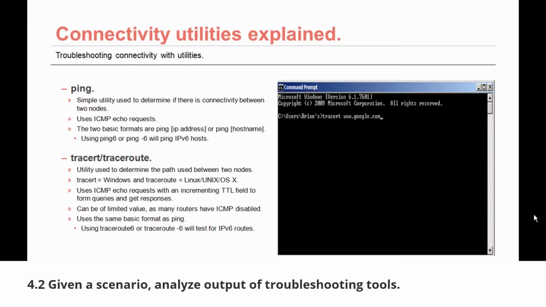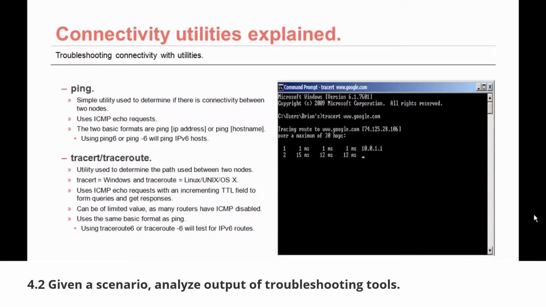Then there is tracert or traceroute. It is a utility that is used to determine the path used between two nodes. Tracert, T-R-A-C-E-R-T, is the Windows version, and traceroute, T-R-A-C-E-R-O-U-T-E, is the Linux, Unix, or OS X version of the command.